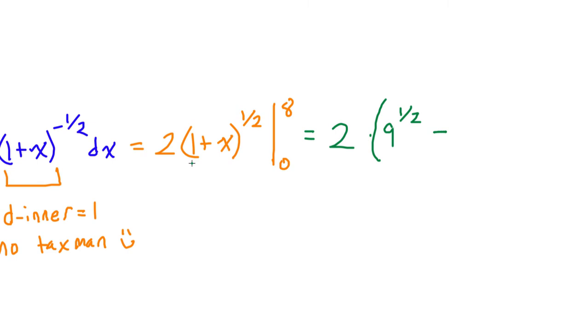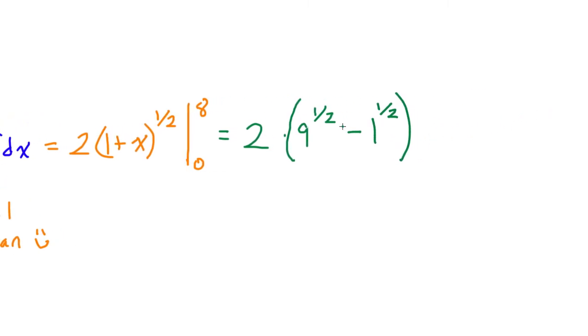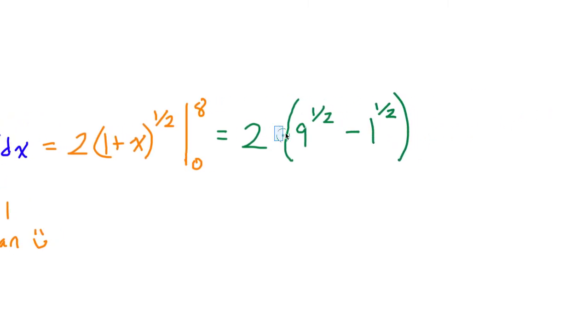And then what happens when I plug in 0? I'm going to get 1. 1 plus 0 is 1, so 1 to the 1/2 power. And let me see if I can get rid of that little dot to make it look a little bit cleaner.